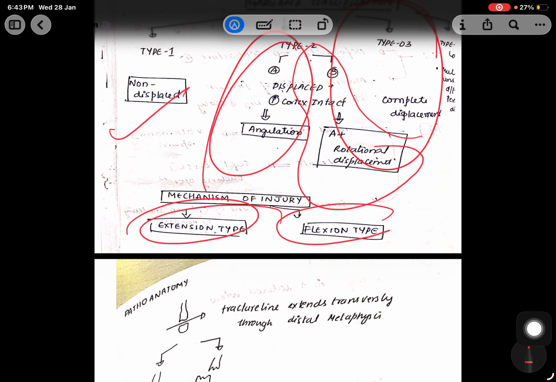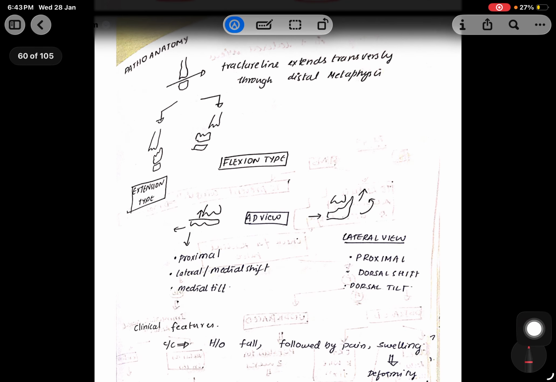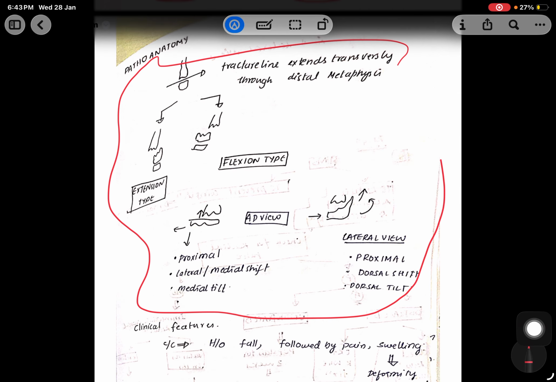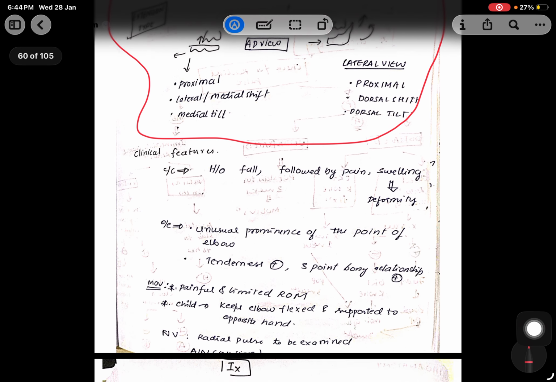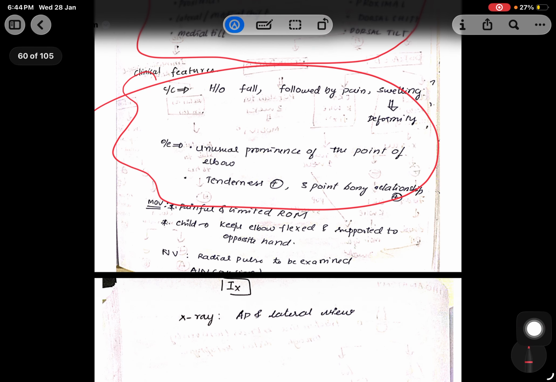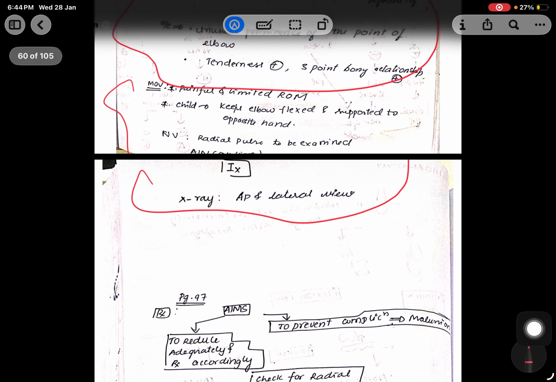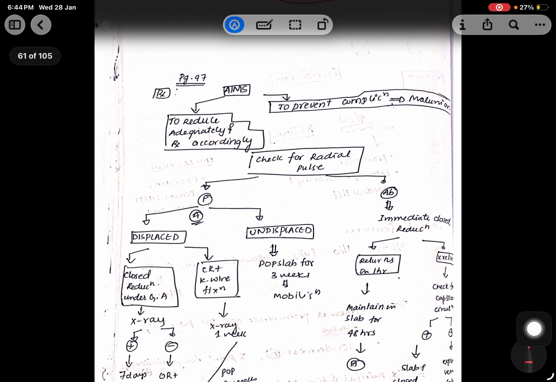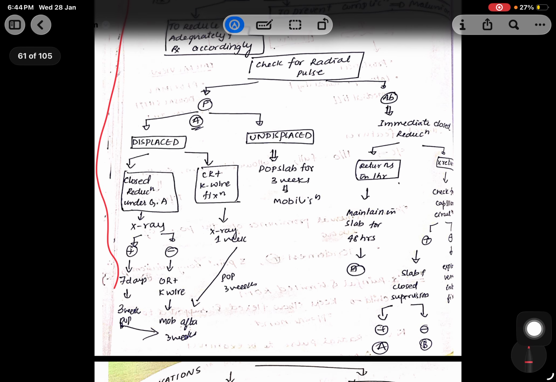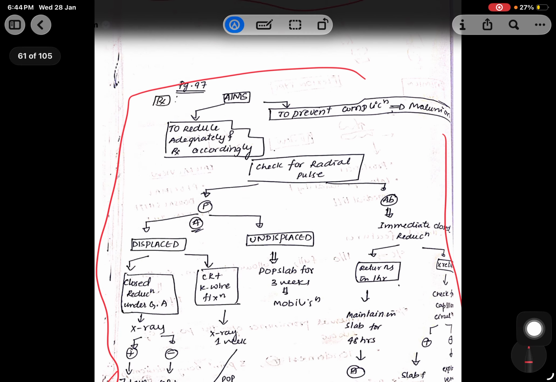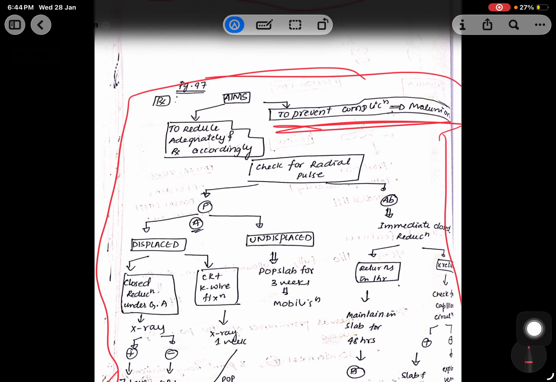Again, mechanism of injury, these are the mechanisms of how it happens, and this is the pathoanatomy. You can just read about it. And again, clinical feature, movement, investigation is obviously that. Again, this is the investigation protocol which you need to follow. Okay, the major aim is to prevent malunion and prevent gunstock deformity.